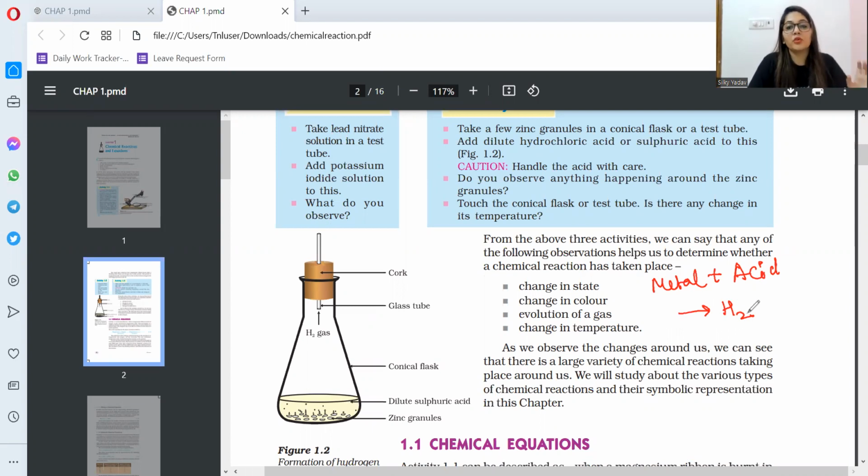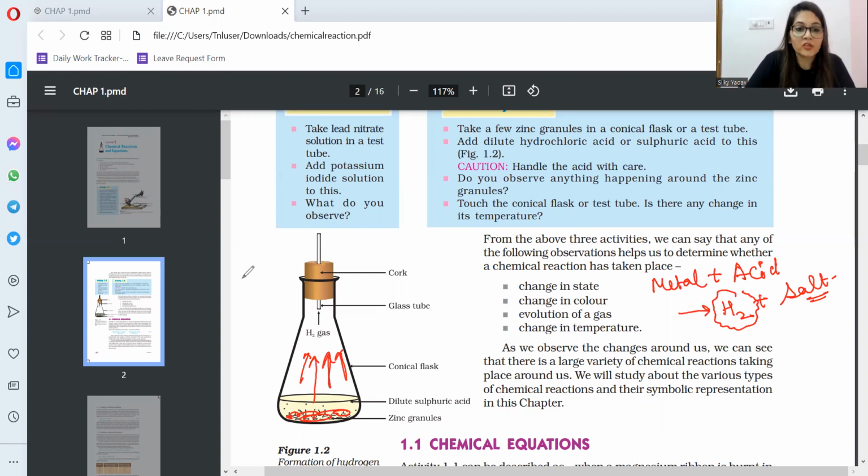So whenever you put a metal in any acid, hydrogen gas will be evolved and a salt of the metal will be formed. Okay, so that means hydrogen gas is one thing which is surely going to happen there. So when you put the zinc granules here and some HCl is there, or maybe dilute sulfuric acid also you can take, evolution of hydrogen gas will be there.